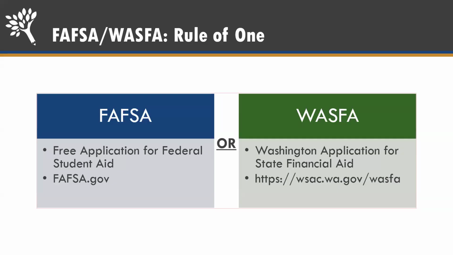So for the FAFSA, typically students with a social security number, a permanent resident number, students who are from freely associated states like the Marshall Islands, and even students with certain refugee statuses will be eligible as either citizens or eligible non-citizens for federal student aid. If a student is not eligible for federal aid, they're going to go ahead and complete the WAFSA.